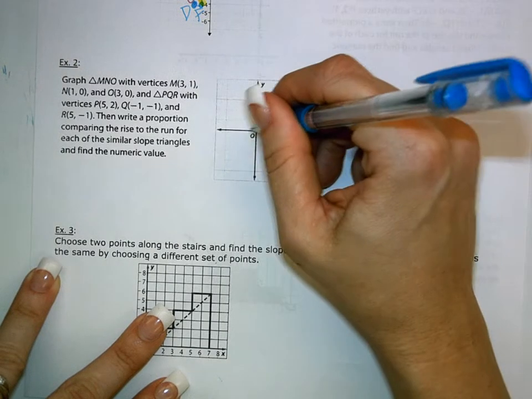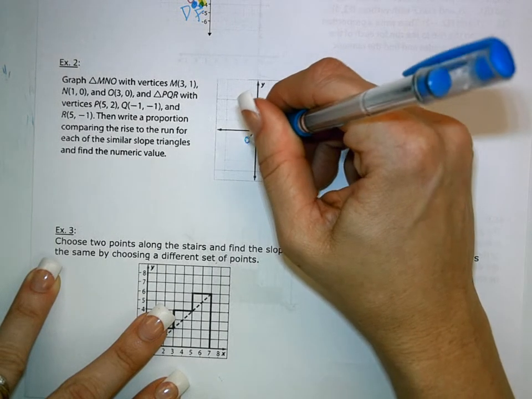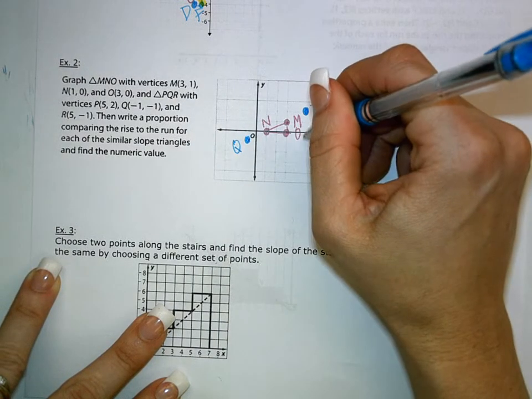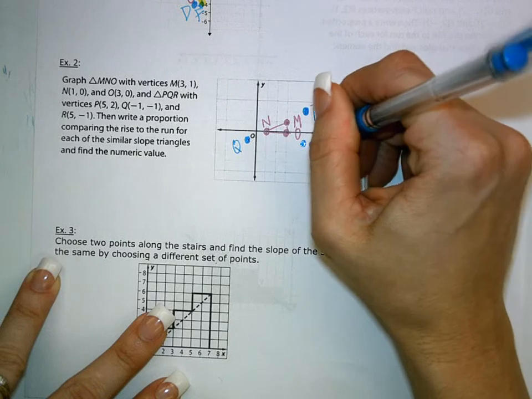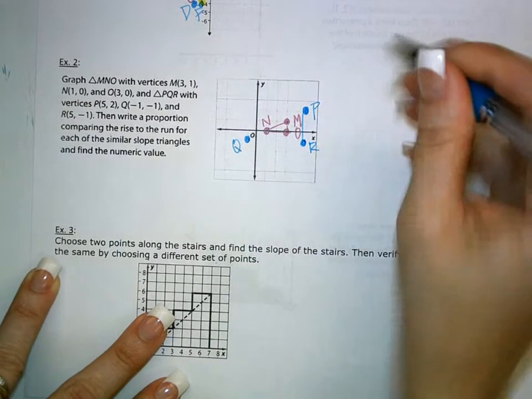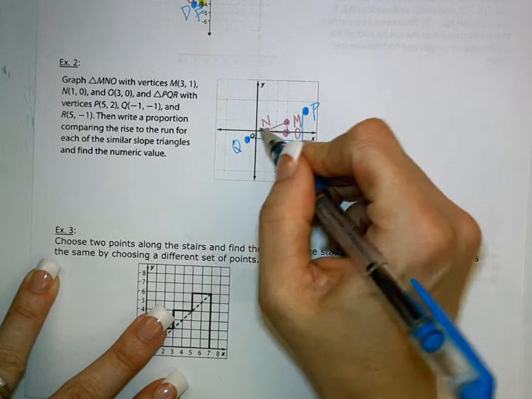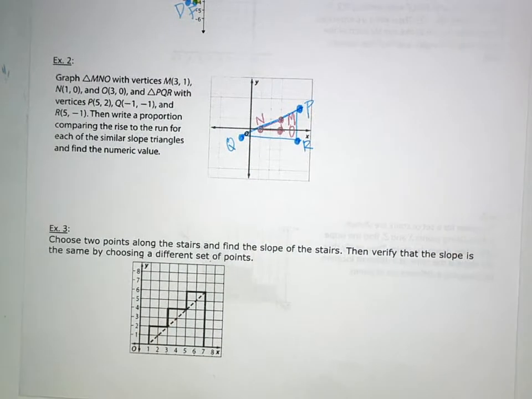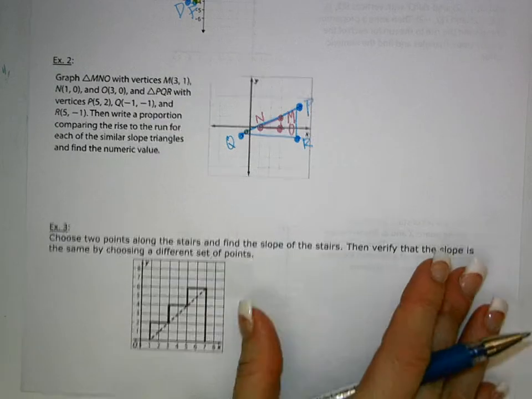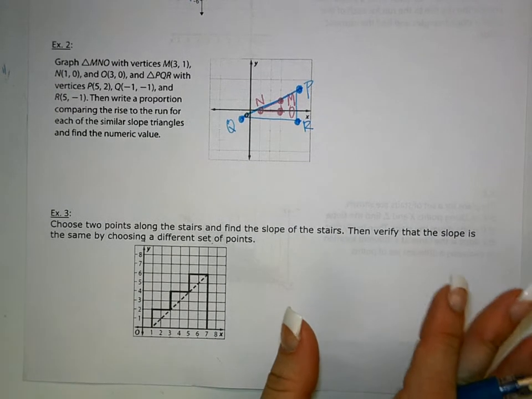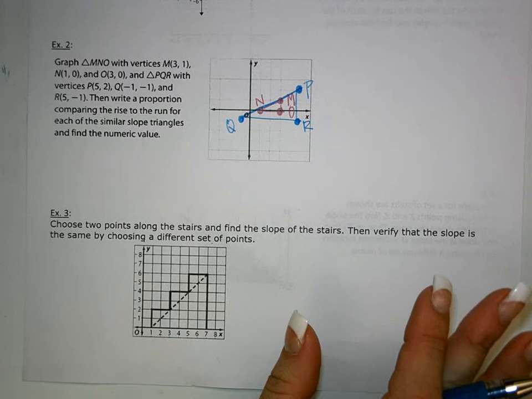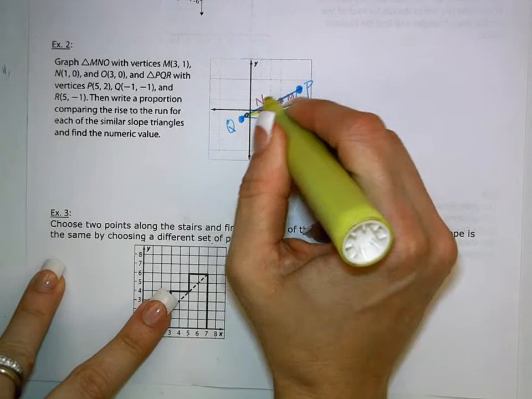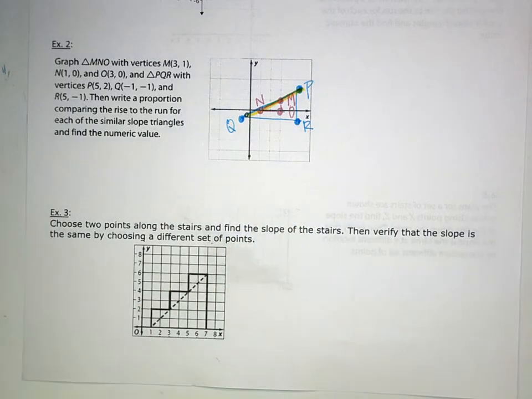Q at negative 1, negative 1. And R at over 5, down 1. And then connect these ones as a triangle. Now, what do you notice about the slope or the hypotenuse slope of both of the triangles? Do you see how really this is like the same part right here? Yeah. They both have that same slope in common.